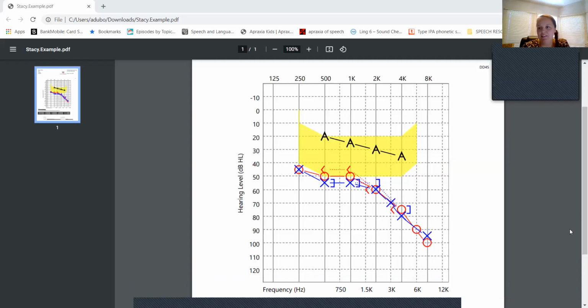Hi, my name is Amanda Dubois, and I am a speech language pathologist. And I just wanted to explain to you what Stacy's audiogram means, what it's showing us.